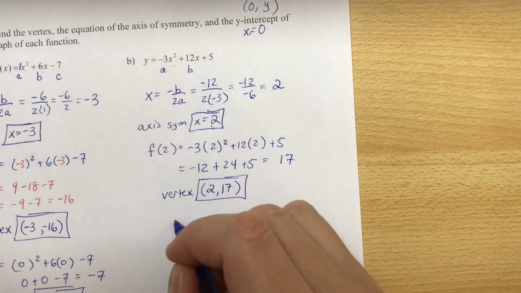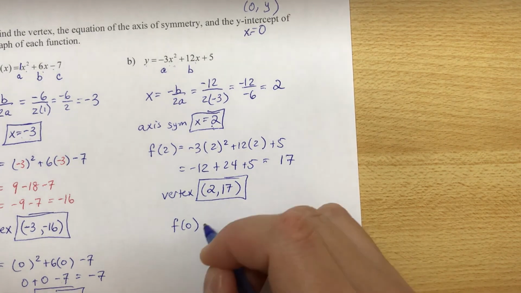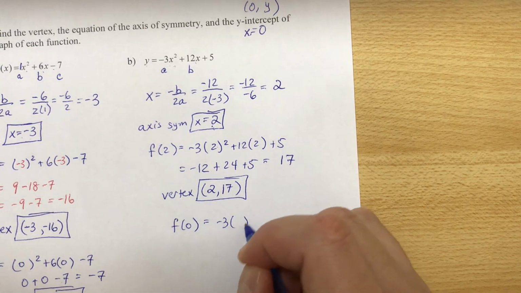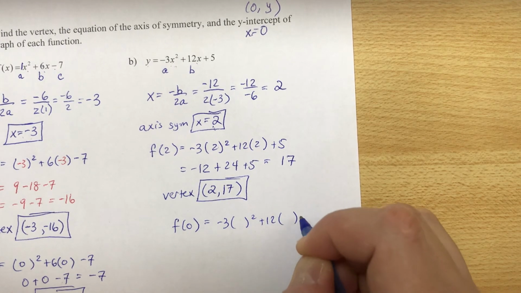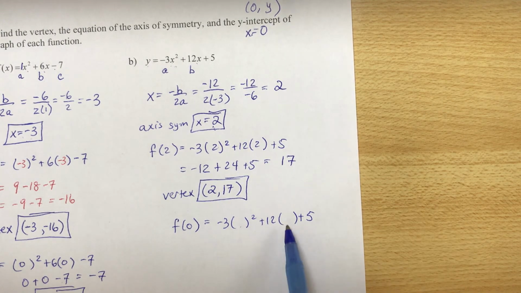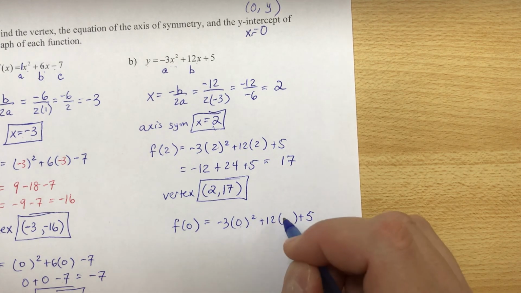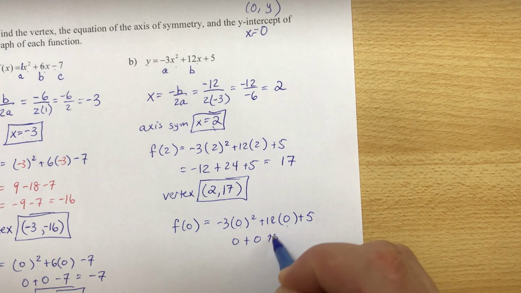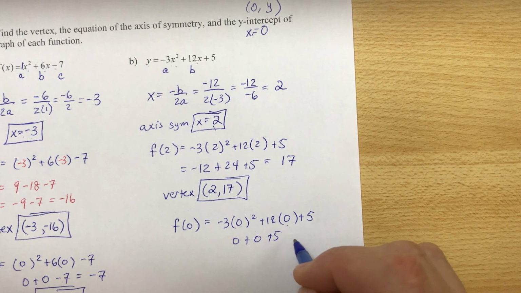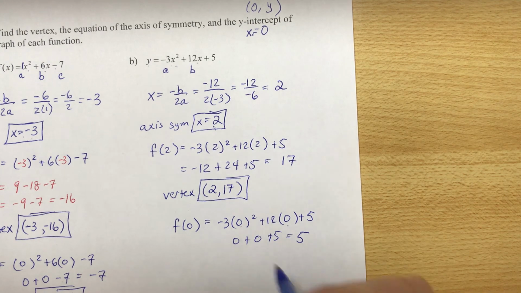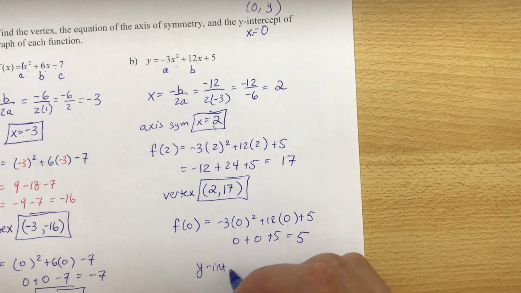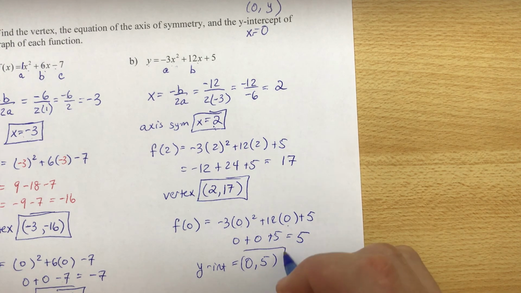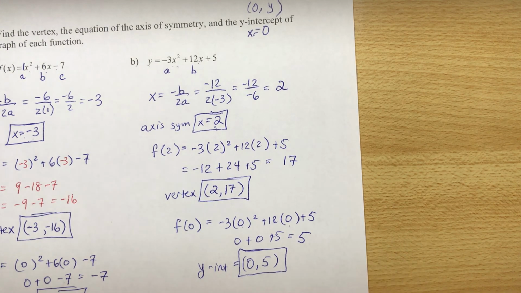So for the y-intercept, we're going to plug 0 in for x. All right, I always set up my function. I put the parentheses. For my x's, I'm going to put 0 in. This whole thing is 0. This whole thing is 0 plus 5. And what we get is 5. So the y-intercept is 0 comma 5. And that is the end of part 2.